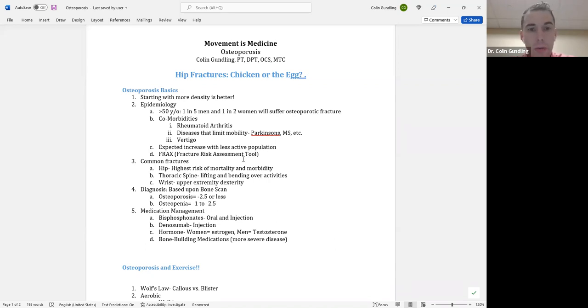So the highest risk fracture site when it comes to osteoporosis is your hip. Hip fractures are associated with the highest risk of mortality and morbidity in the general population. It's something that really can't be ignored, but if you have a hip fracture, especially the older you are, your risk for not fully recovering is significant.